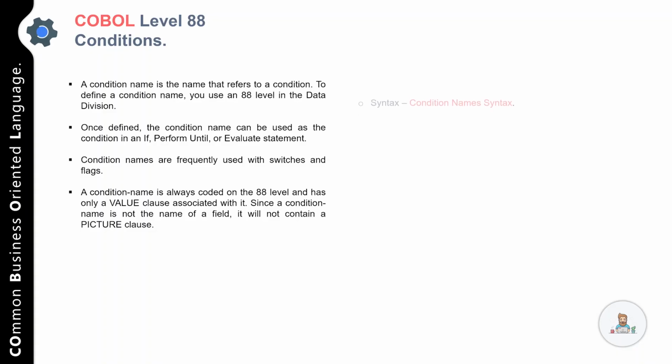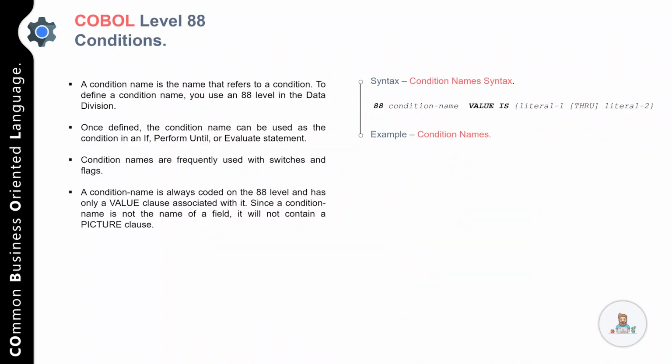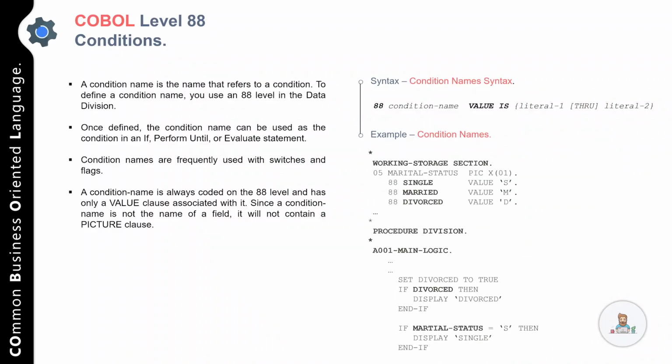Apart from that, a condition name is always coded on the level 88 and has only a value clause associated with it. Since a condition name is not the name of a field, it will not contain a picture clause.